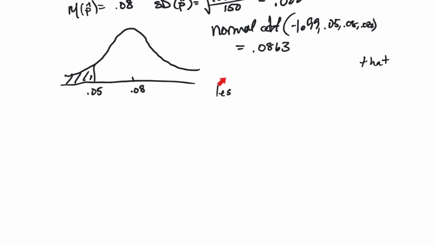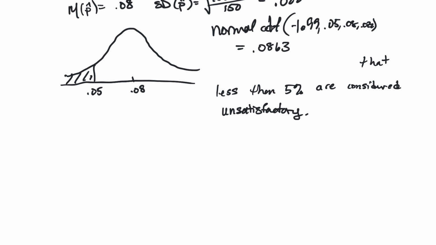Somehow I'm not sure where this text went. This used to be here, and I must have erased it. But essentially what I just said, about 8.6% of the time, this batch would get accepted or would be considered satisfactory, whatever the question was saying. They would accept it about 8.6% of the time, when in fact it really is unsatisfactory.